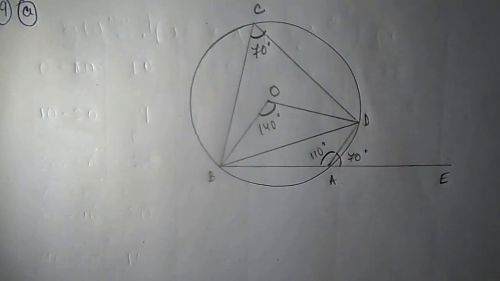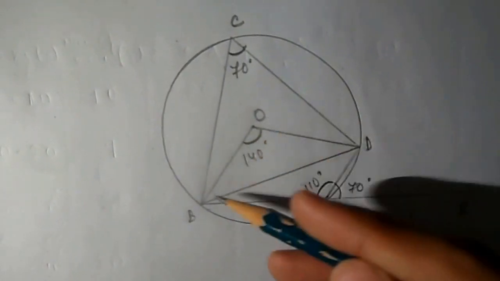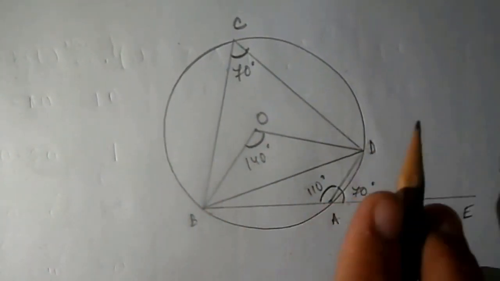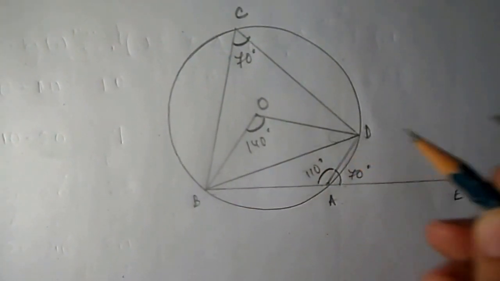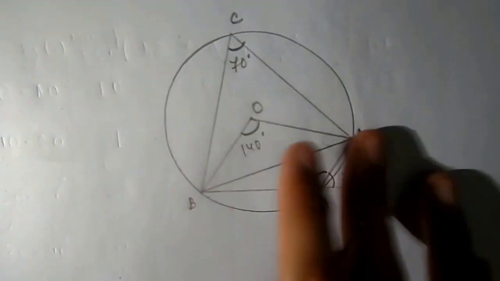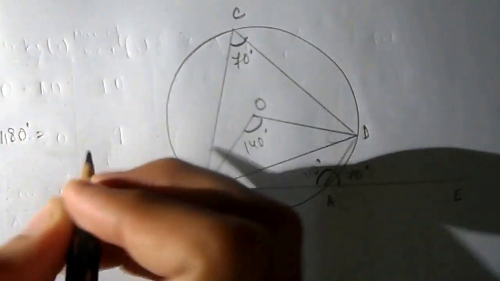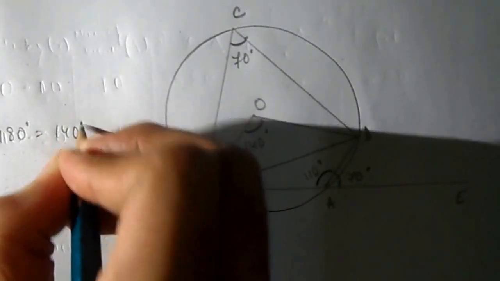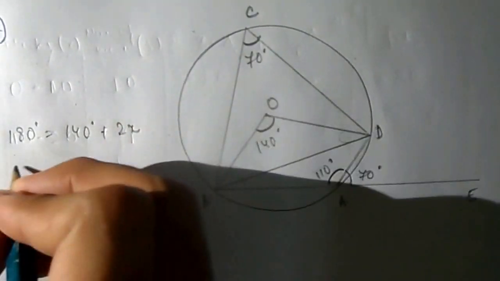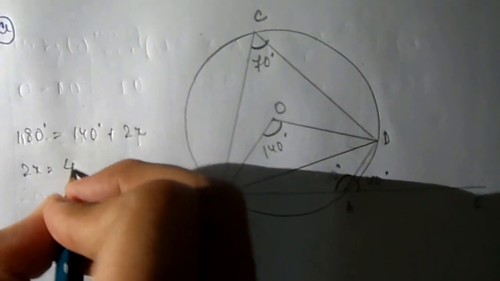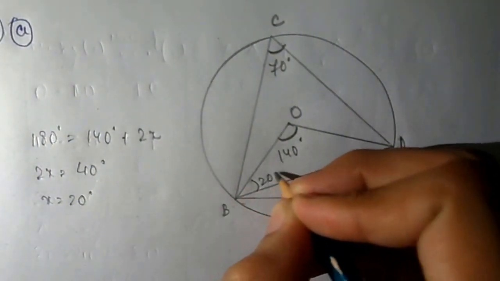And I guess we have to find another angle, OBD. Now we can clearly see that OB and OD are the radii of this circle. So the angle subtended over here and the angle subtended over here will be the same. So in a triangle, the total angle is 180 degree. So 180 degree equals 140 degree plus, let it be x, therefore 2 into x, 2x. 2x equals 40 degree. x equals 20 degree. So this will equal 20 degree.